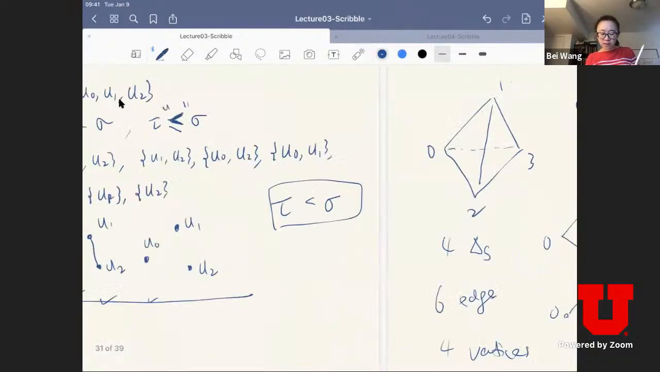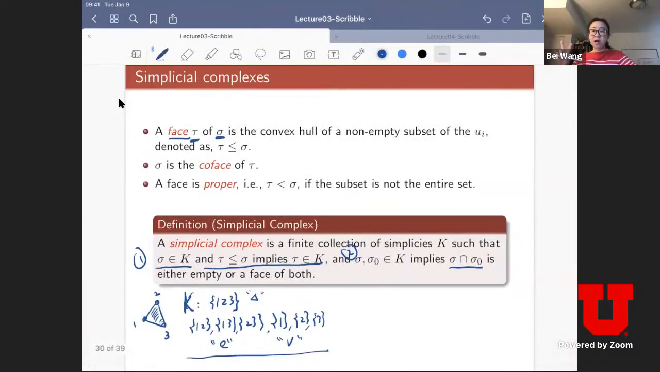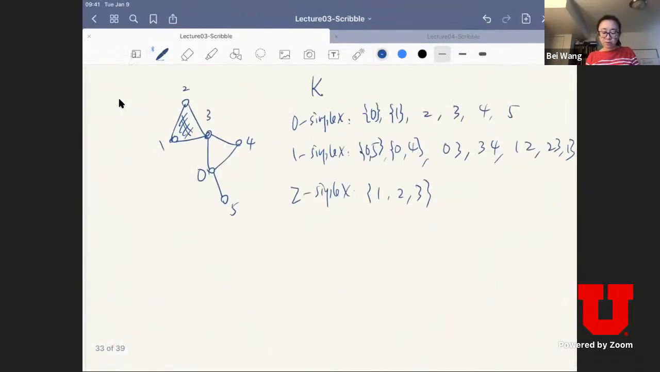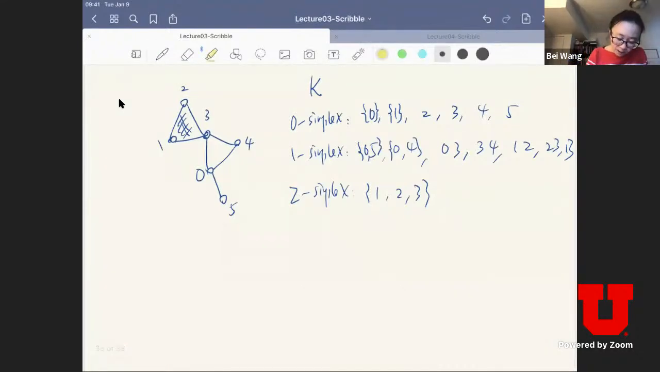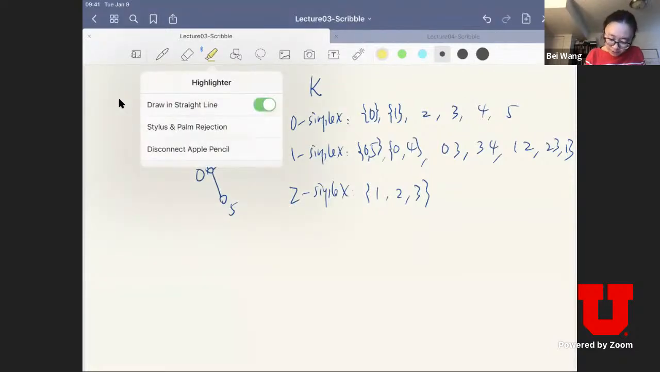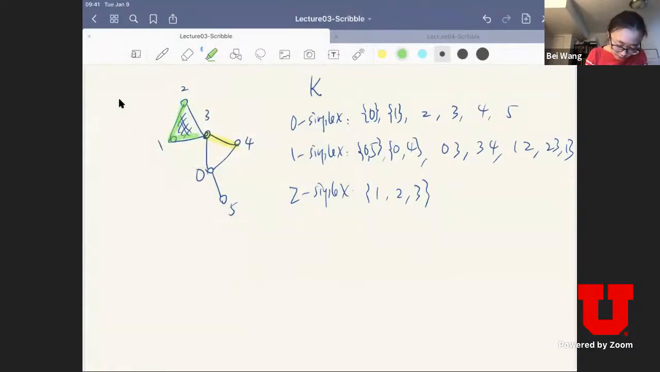But there's a second condition. Whenever I have two simplices, if we compute their intersection, the intersection is either empty or a face of both. What do I mean by that? Let me go through this example. If I focus on this yellow edge versus, say, this triangle, what is there in their intersection? What is the intersection between the edge 3, 4 and the triangle 1, 2, 3?